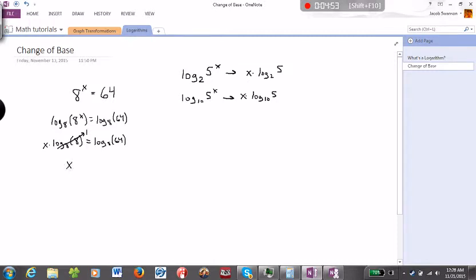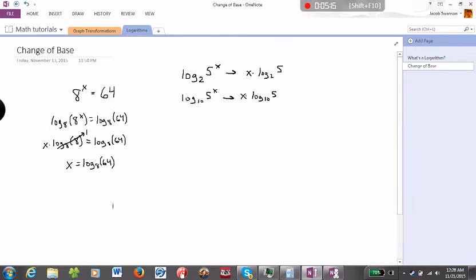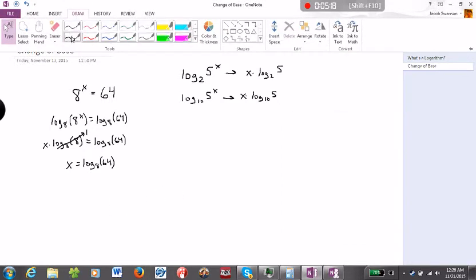So this leaves us with x equals the log base 8 of 64, which is all fine and good until you realize that your calculator only has log base 10. You don't have log base 8, which is sad. But it's okay, because we have a backup plan. Let's bring out the drawing tool again.